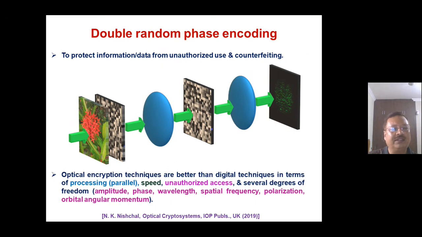So what is the basis of the encryption scheme in optical information security? We start with an input image, use a random phase mask, and calculate the Fourier transform of that. In the Fourier plane, we place one more random phase mask and take the inverse Fourier transform, which gives you the encrypted image. So this beautiful image has been converted into a noisy pattern. With the correct use of these keys, we can decode this information back. This is the basic structure of optical encryption schemes.